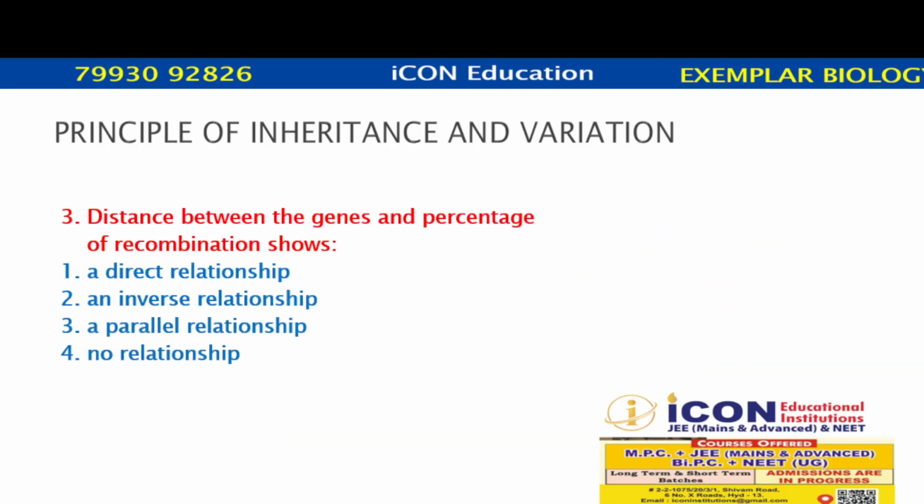Distance between the genes and percentage of recombination shows a direct relationship, an inverse relationship, a parallel relationship, no relationship. The distance between the genes and percentage of recombination shows a direct relationship, that it shows the recombination frequency.